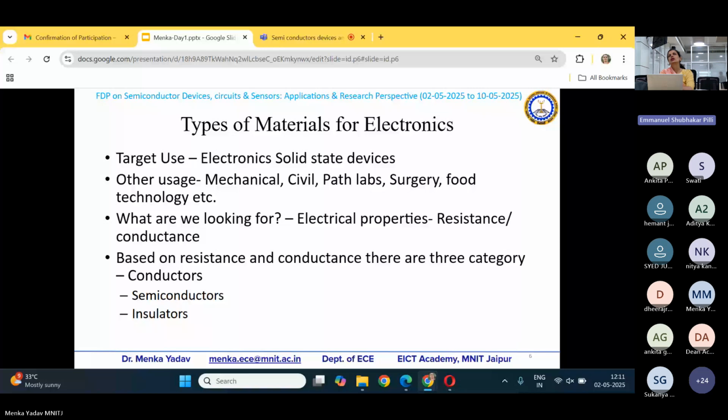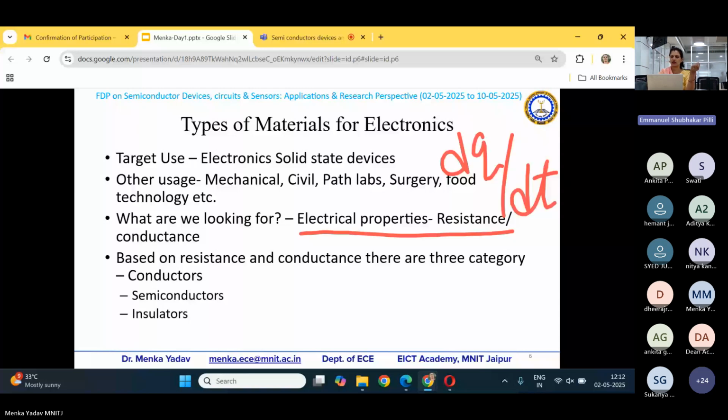In this course, we are only concentrating on the materials related to electronics. So if we are talking about materials related to electronics, we will look into the electrical properties. What are the electrical properties? Resistance and conductance. Resistance is how much you can resist the flow of current. Current is dq by dt, the rate of flow of charge per unit time.